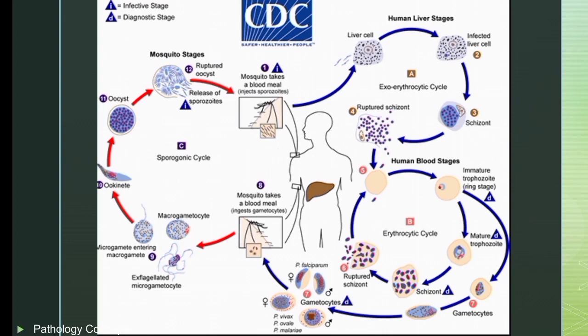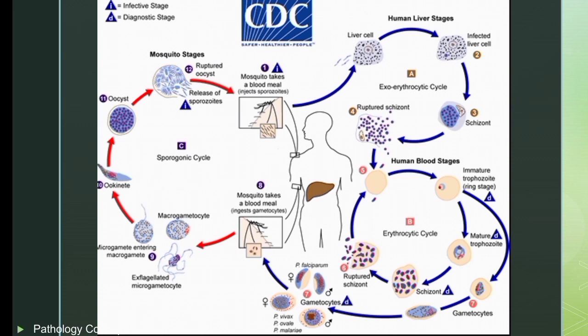Let's learn about the life cycle of the malarial parasite. This involves cyclical infection of humans and female Anopheles mosquitoes. Let's focus on the right upper corner of this picture. During a blood meal, a malaria-infected female Anopheles mosquito inoculates sporozoites into the human host. These sporozoites infect the liver cells.